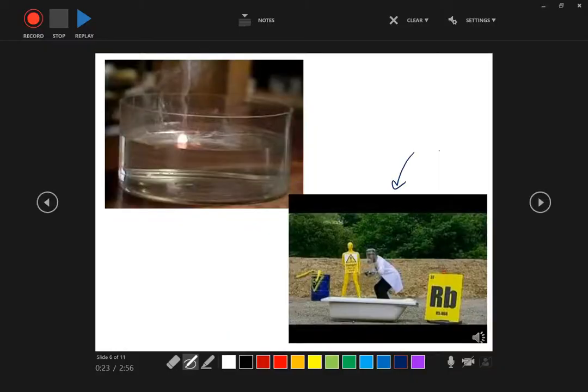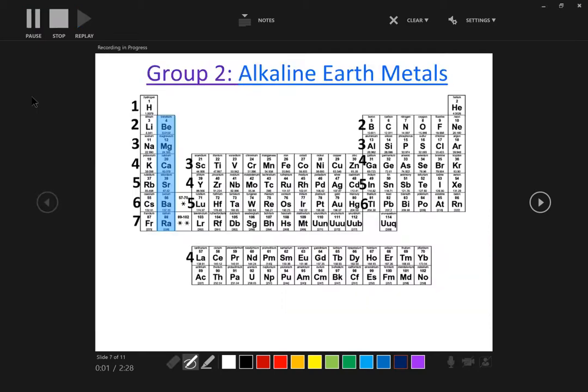Okay, and I have to point out in the second video, it is not totally accurate. They would have needed to use more of the element than what they were saying in order to get that level of explosion that they got.